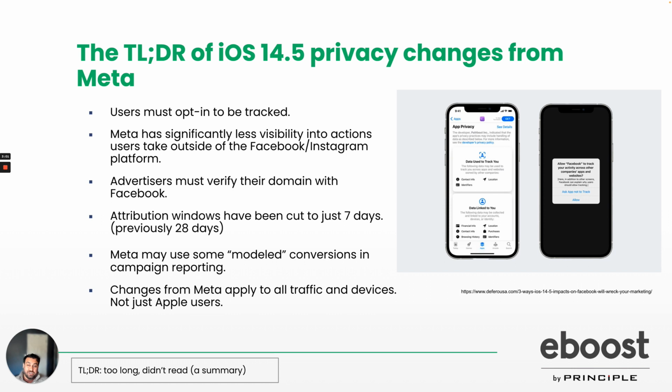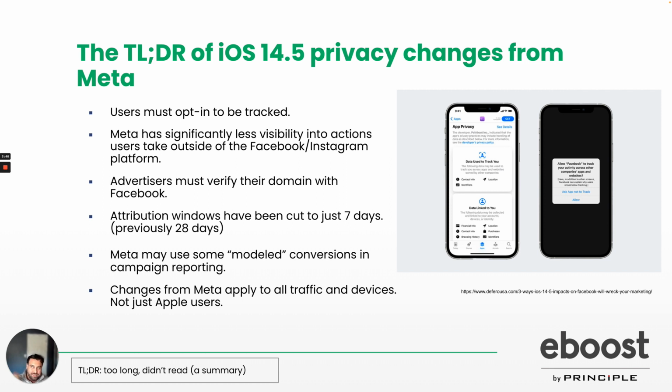You also need to verify your domain with Facebook now. The attribution window has been cut to just 7 days. So previously, if someone had clicked on an ad, gone to the website, maybe not made a purchase, waited a week or 2 or 3, and then decided to make a purchase, that purchase would actually be back attributed all the way to 28 days. That's almost an entire month's worth of attribution. However, with these iOS 14.5 changes, all of that's changed. Now, the longest that Meta is able to see back to attribute a purchase is 7 days.